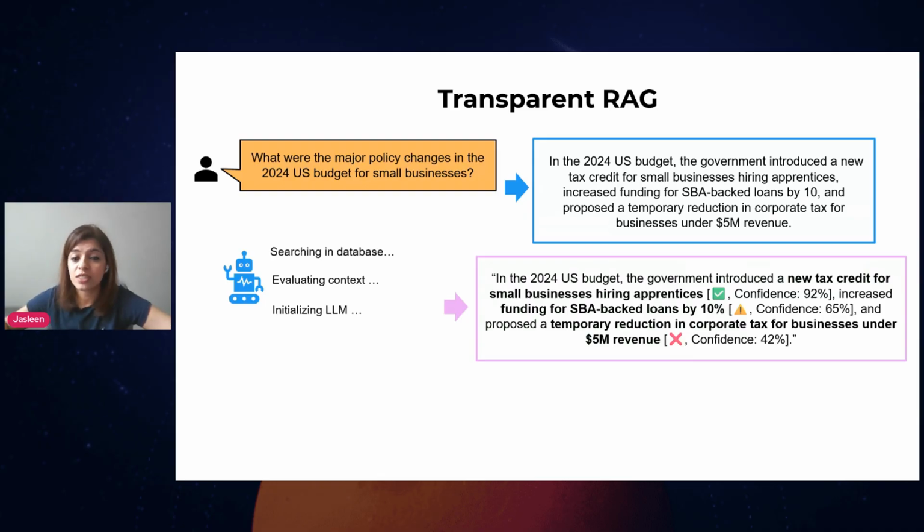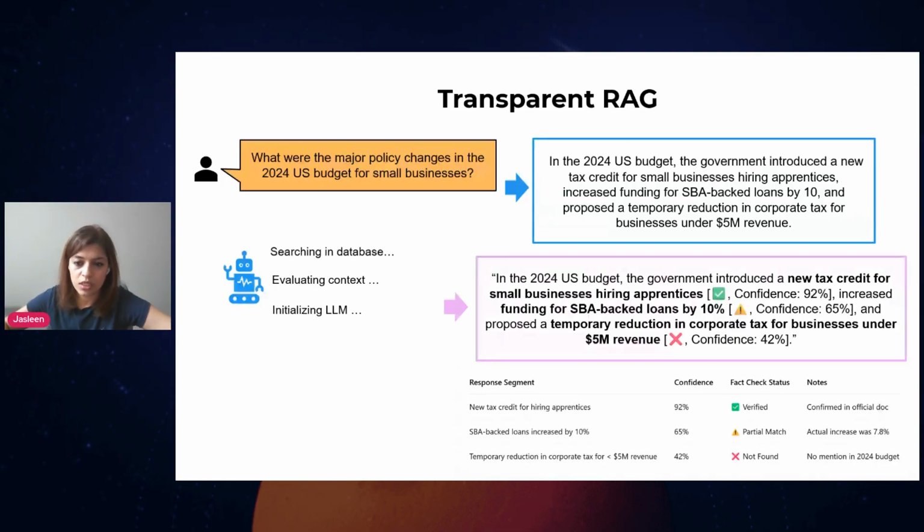We then surface this evaluation in a clear, structured format, as you can see in the table here, breaking the response down into the specific segment of the answer, the confidence score, and whether it passed fact checking. This makes the entire process transparent and trustworthy. Instead of a black box output, the user sees not just the answer, but also why they should or shouldn't trust different pieces of the answer.